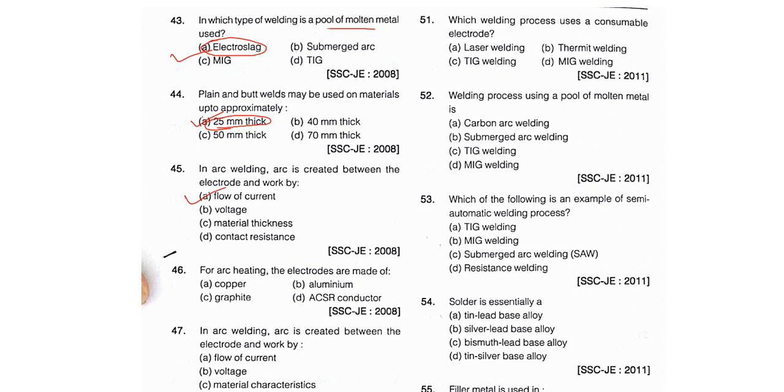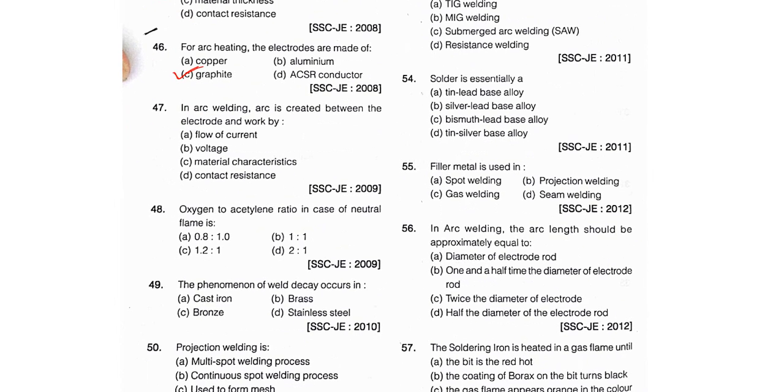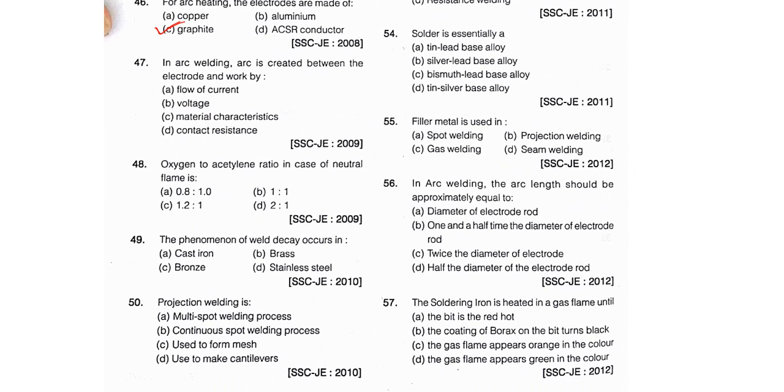Next, for arc heating, the electrodes are made up of what? Graphite. Next, in arc welding, the arc is created between the electrode and the work by what?